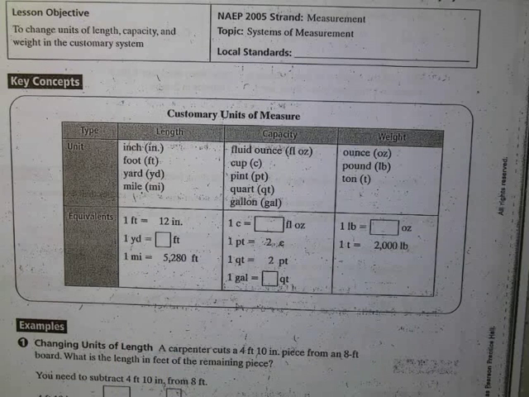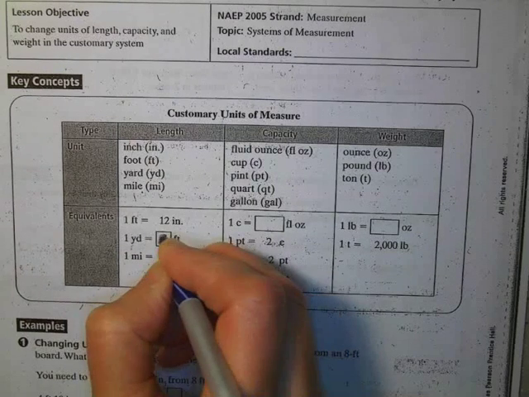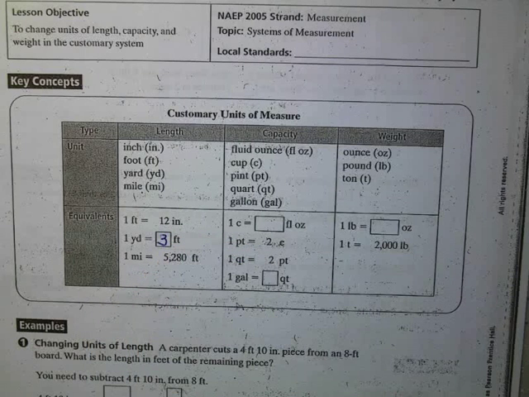1 foot is 12 inches. 1 yard is 3 feet. And 1 mile is 5,280 feet.